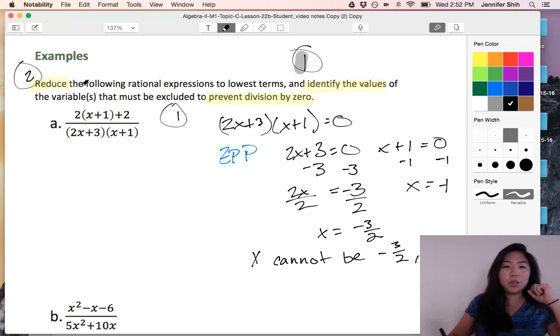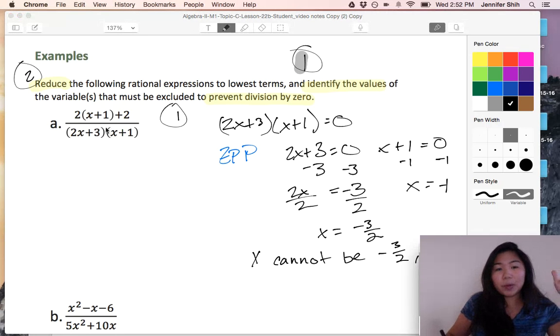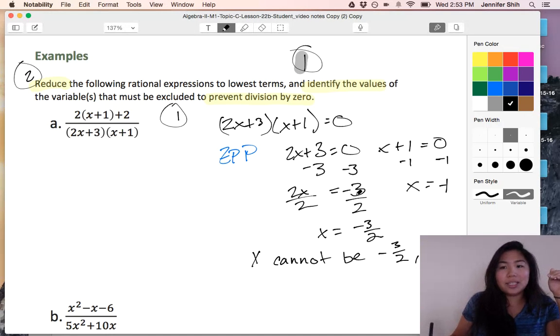All right, step 2, let's reduce this expression. I instinctively want to cancel out this x plus 1 and x plus 1. I think they're there and they're convenient and I can cancel it out just fine. But I have to remember that x plus 1 in this numerator is not a factor yet.